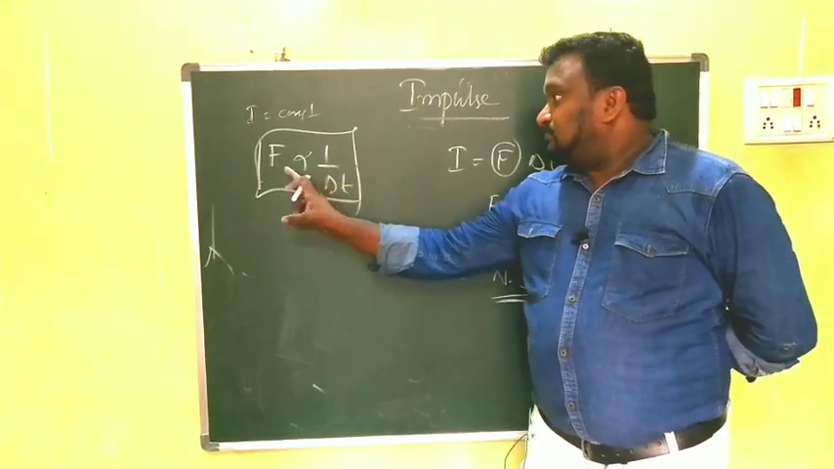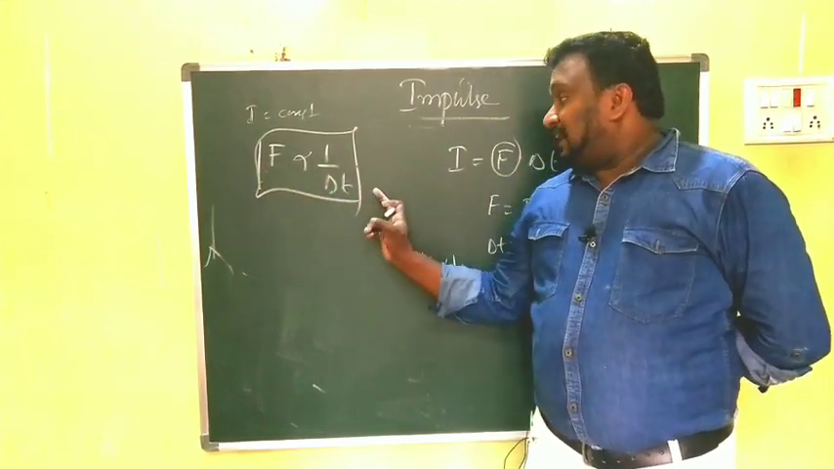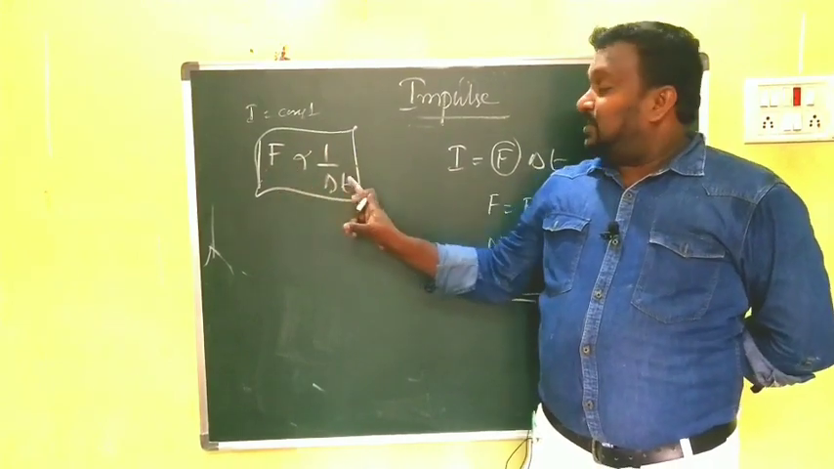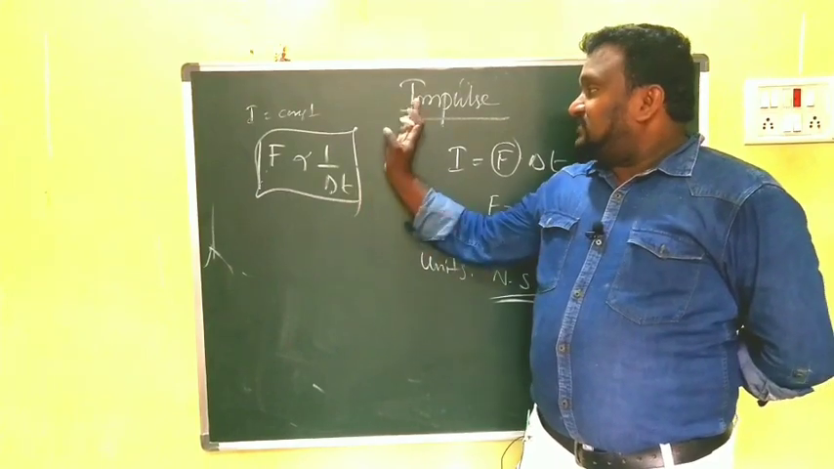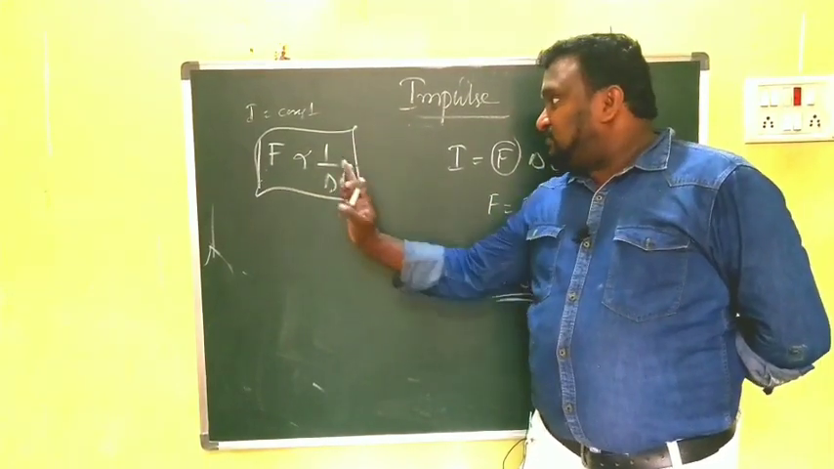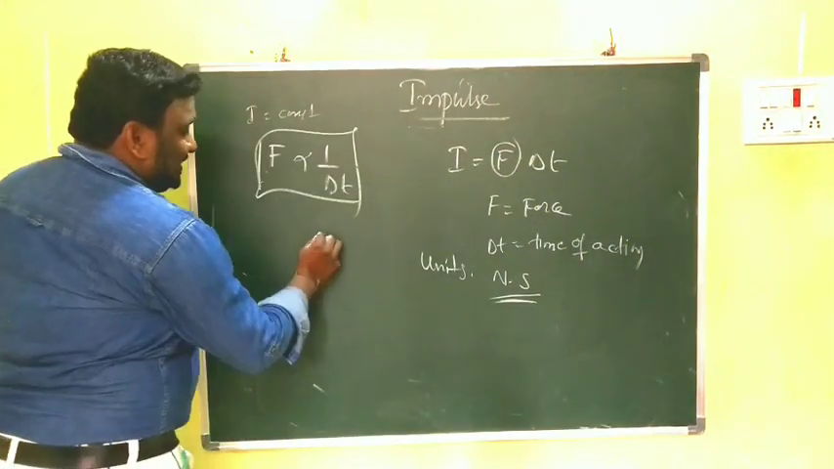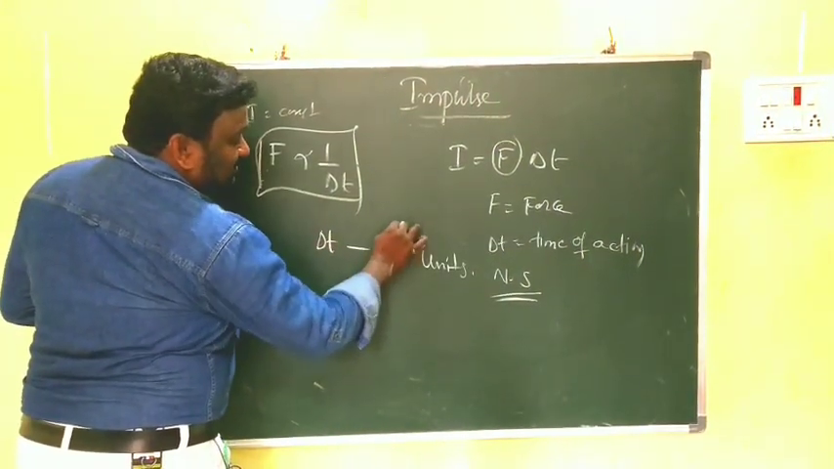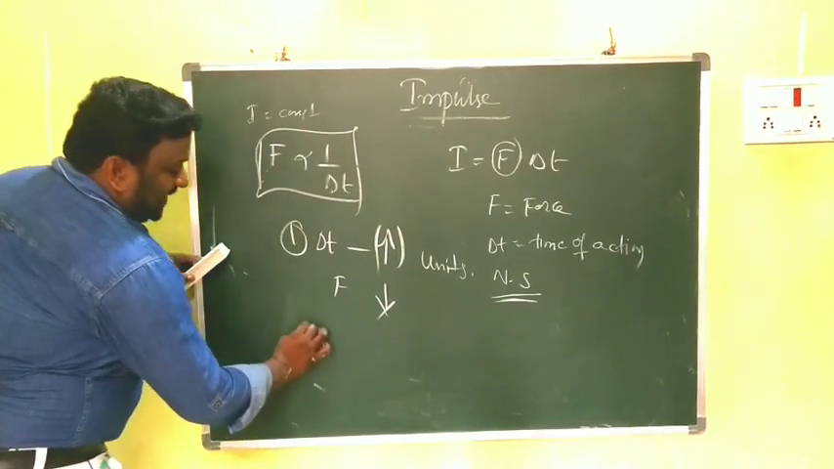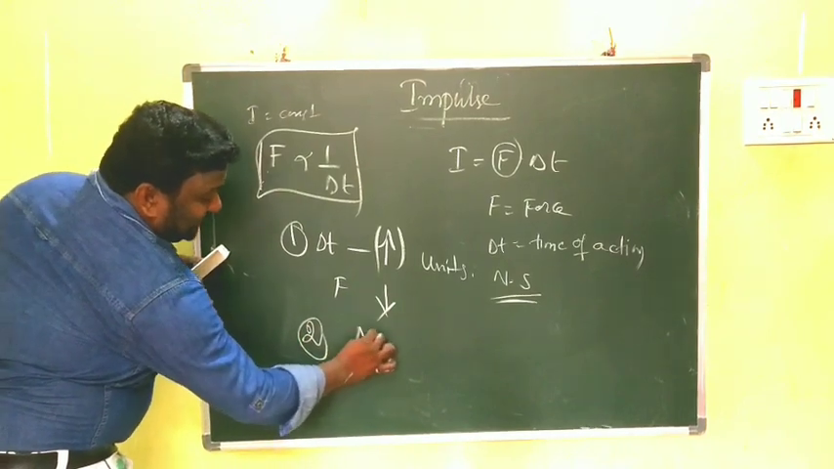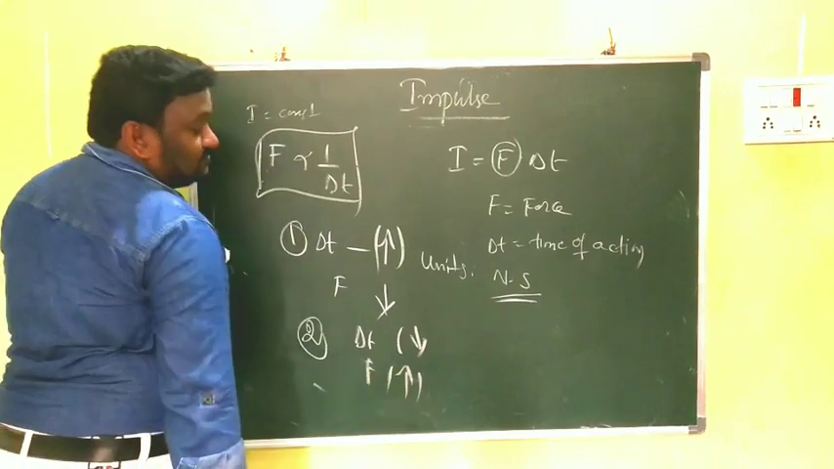When time increases, force decreases. When time decreases, force increases. That means they are inversely proportional. Here delta t, the time, will increase, then F decreases. That is the first case. And the second case is when delta t decreases, then F increases.